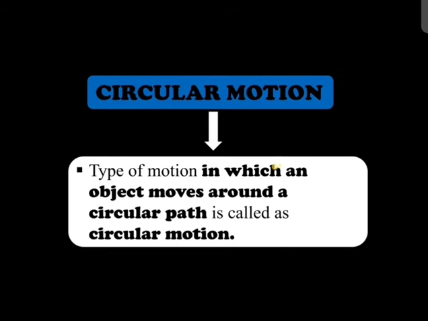Now the next type of motion is circular motion. Type of motion in which an object moves around a circular path is called circular motion. Those objects which move around a circular path always have circular motion. When a body moves along a circular path, it is said to be in circular motion. For example, the earth moves around the sun in a circular path.